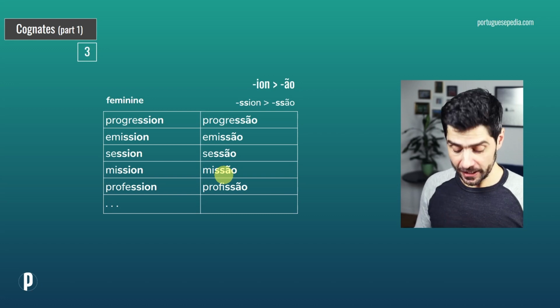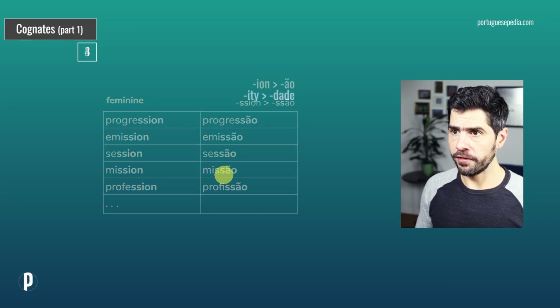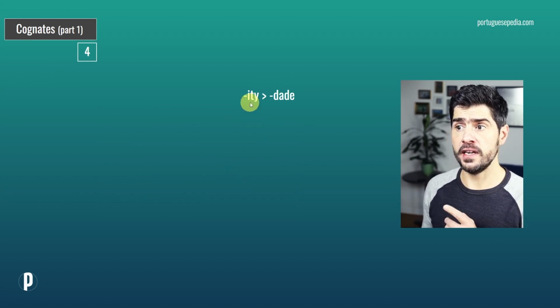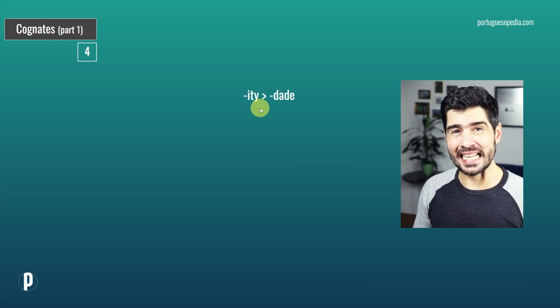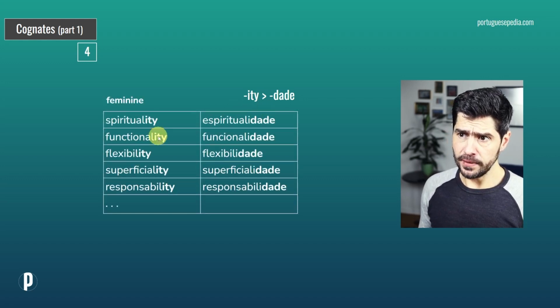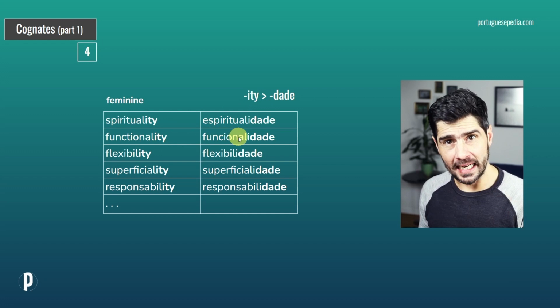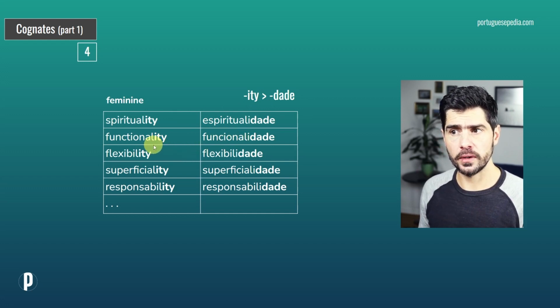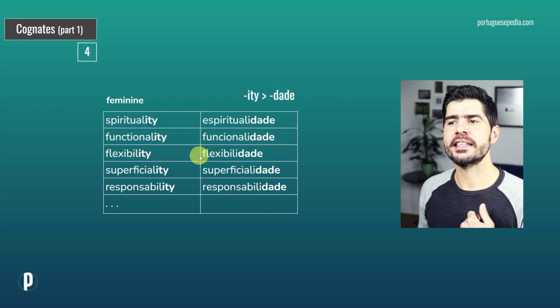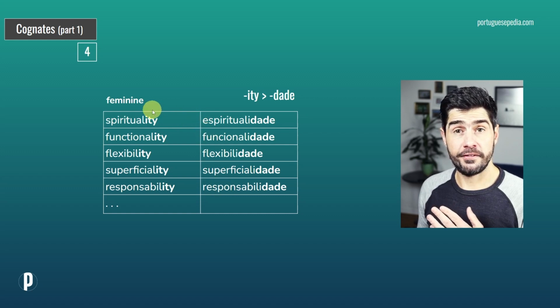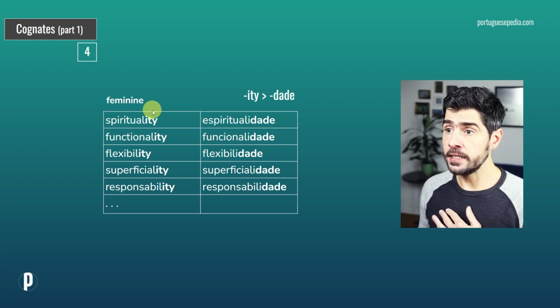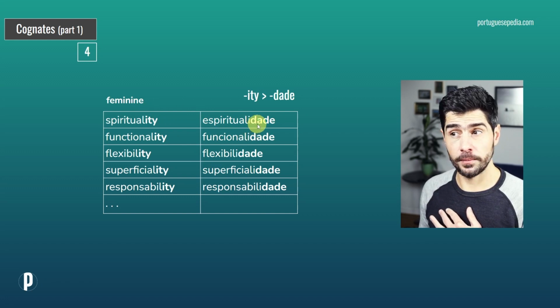All right, then let's move to our fourth group, and here we have in English the suffix ity, and then we'll get dade in Portuguese. So spirituality, espiritualidade, functionality, funcionalidade, flexibility, flexibilidade. All these nouns are feminine as well. And word stress, you see that we are stressing the next to last syllable in Portuguese.